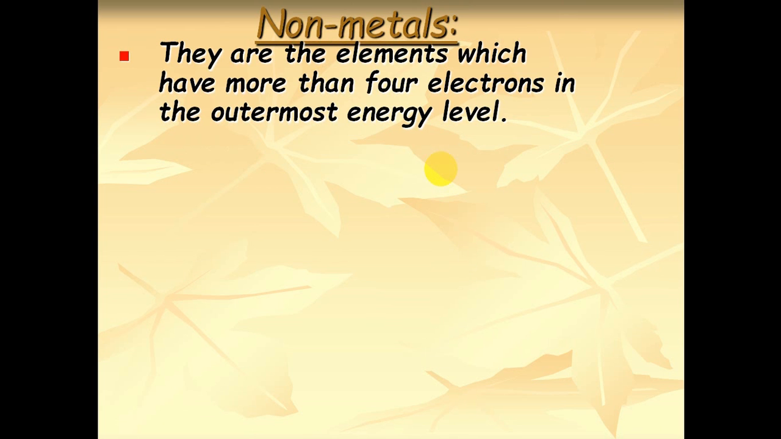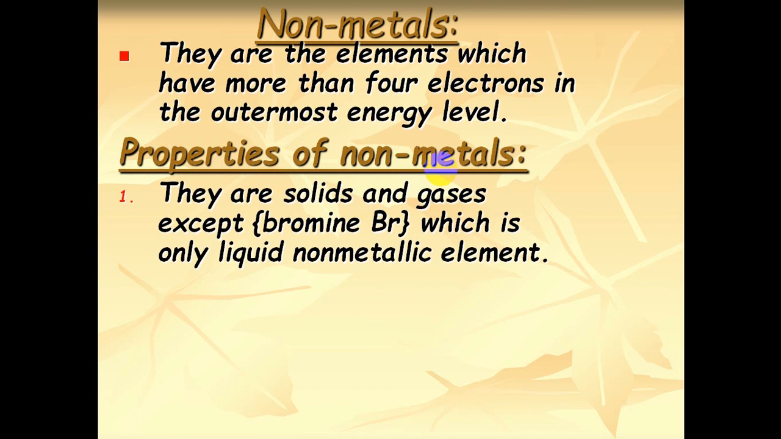Non-metals. Here, first let's know what it means, non-metal. As we said, they are elements which have more than 4 electrons in the outermost energy level. They are solids and gases except bromine, Br, which is the only liquid non-metallic element. In the periodic table we have only 2 liquid elements: bromine, which is a non-metal liquid, and mercury, which is a metal liquid.